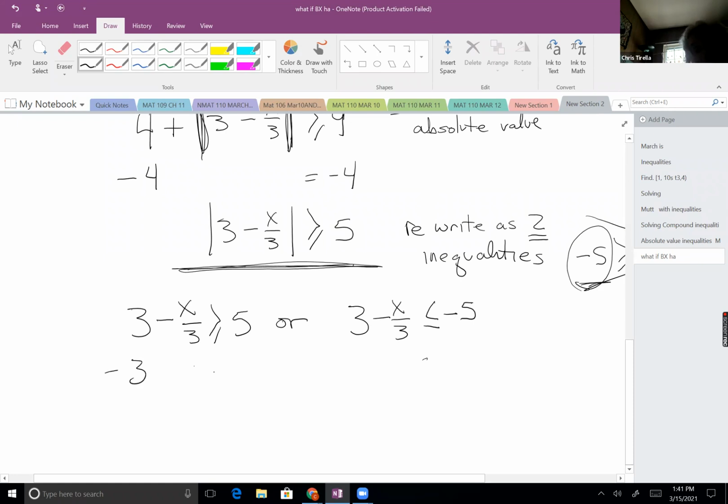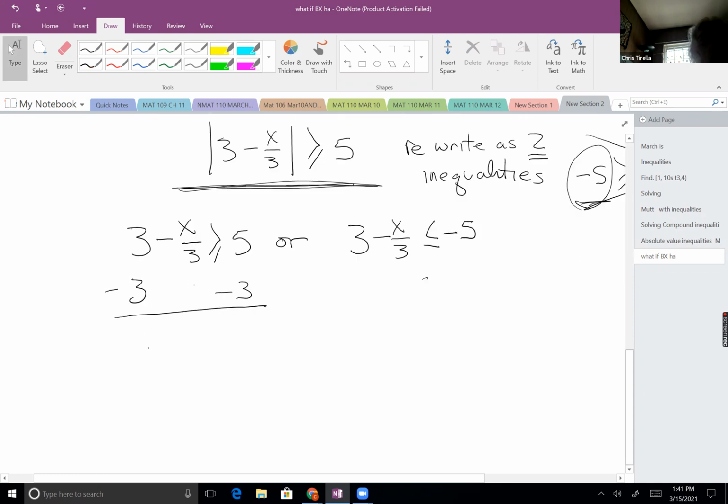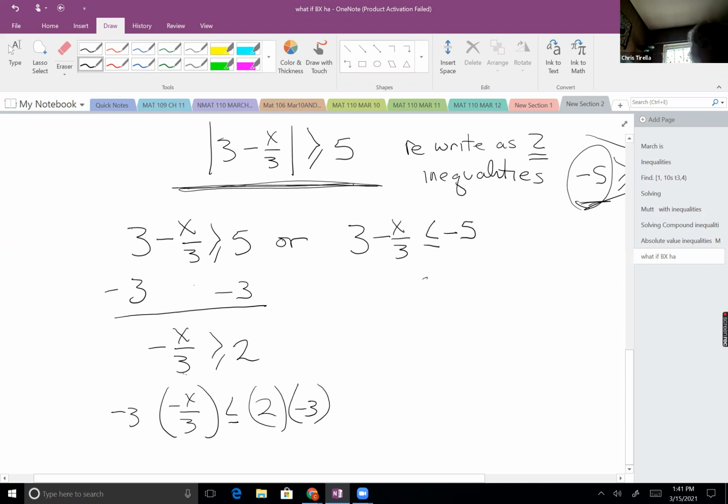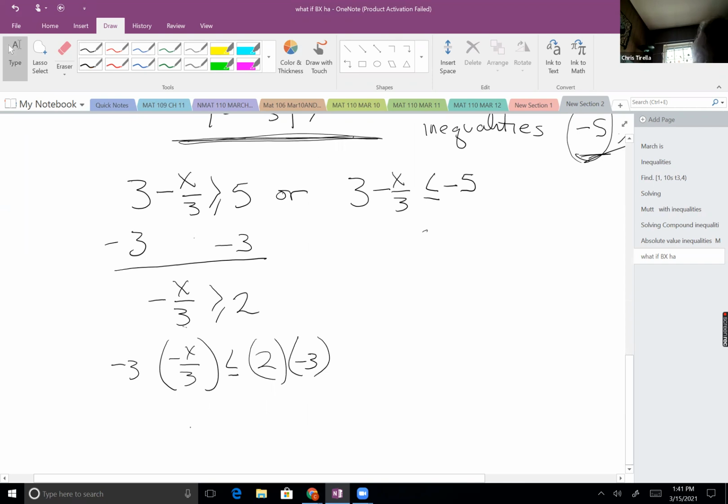Now to solve, I'll subtract the 3 from both sides in the first, giving me -x over 3 is greater than or equal to 2. And now here, to get the x alone, wouldn't I have to multiply both sides, not just by 3, but by -3? And because I'm multiplying by a negative, I change the direction. And that gives me x is less than or equal to -6.